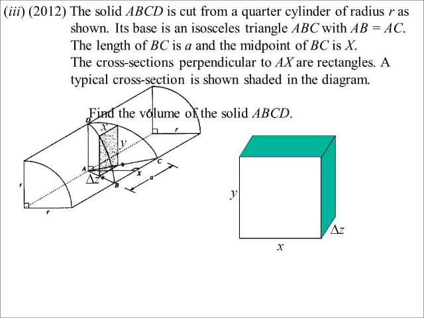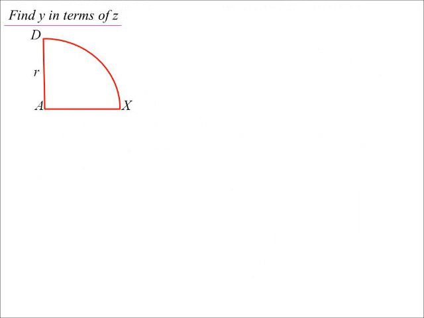So again, I've got this problem. How do I work out X and Y in terms of Z? So I know the area of my rectangle, of course, simple enough. It's just going to be X times Y. All right. So I'm going to find Y, first of all, in terms of Z.